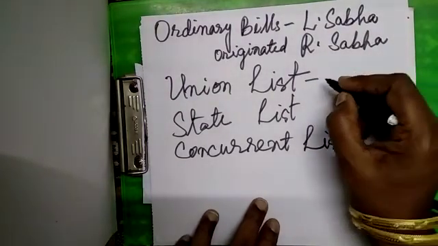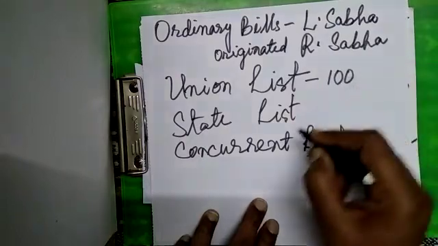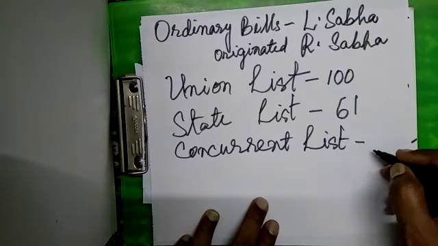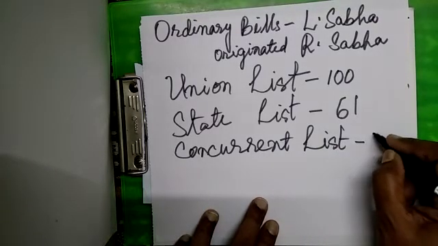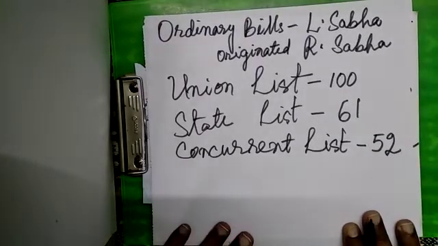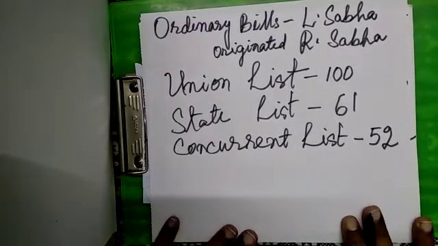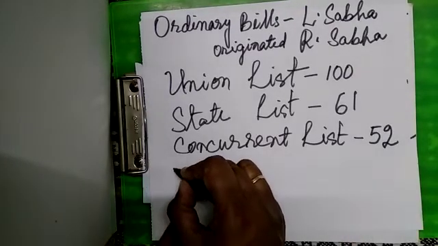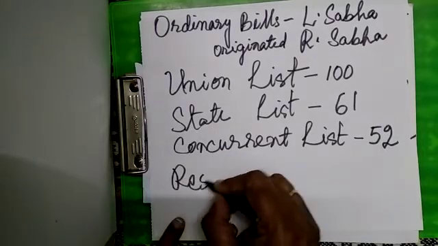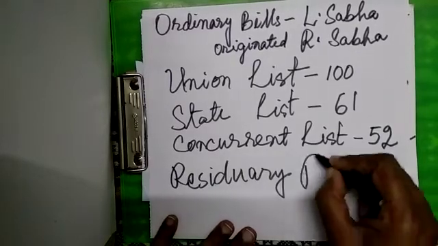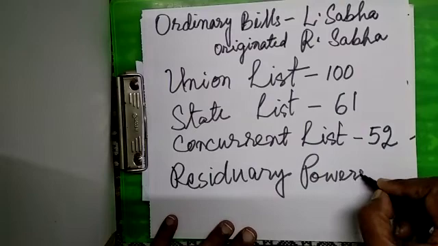The union list now has 100 subjects. The state list has 61 subjects, while the concurrent list has 52 subjects. Besides these subjects, some new subjects may come from time to time to the parliament to deal with and make law. They are categorized as the residuary list, or the parliament has power over them, known as the residuary powers of the parliament.